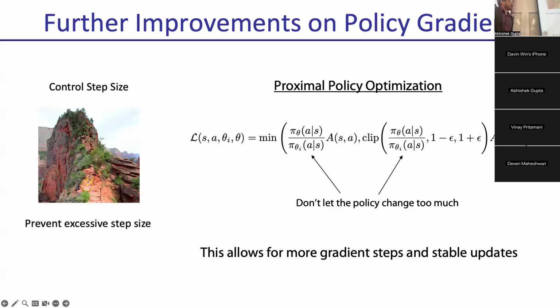The nice part about this is that it allows you to take more gradient steps and have more stable updates. Without this, sometimes if you implement policy gradient, you'll see that it does well and then suddenly stops doing well, and then does well and then forgets everything. That kind of thing doesn't happen with PPO as much.